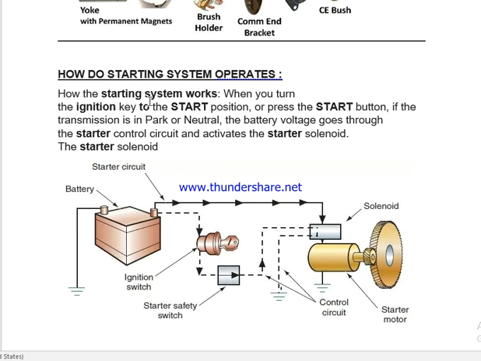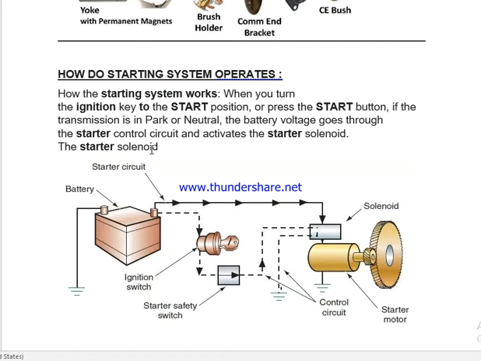Let's start. How the starting system works: when you turn the ignition key to the start position or press the start button, as I told you before, if the transmission is in park or neutral, the battery voltage goes to the starter control circuit and activates the starter solenoid. The starter motor pushes outward and rotates the flywheel.